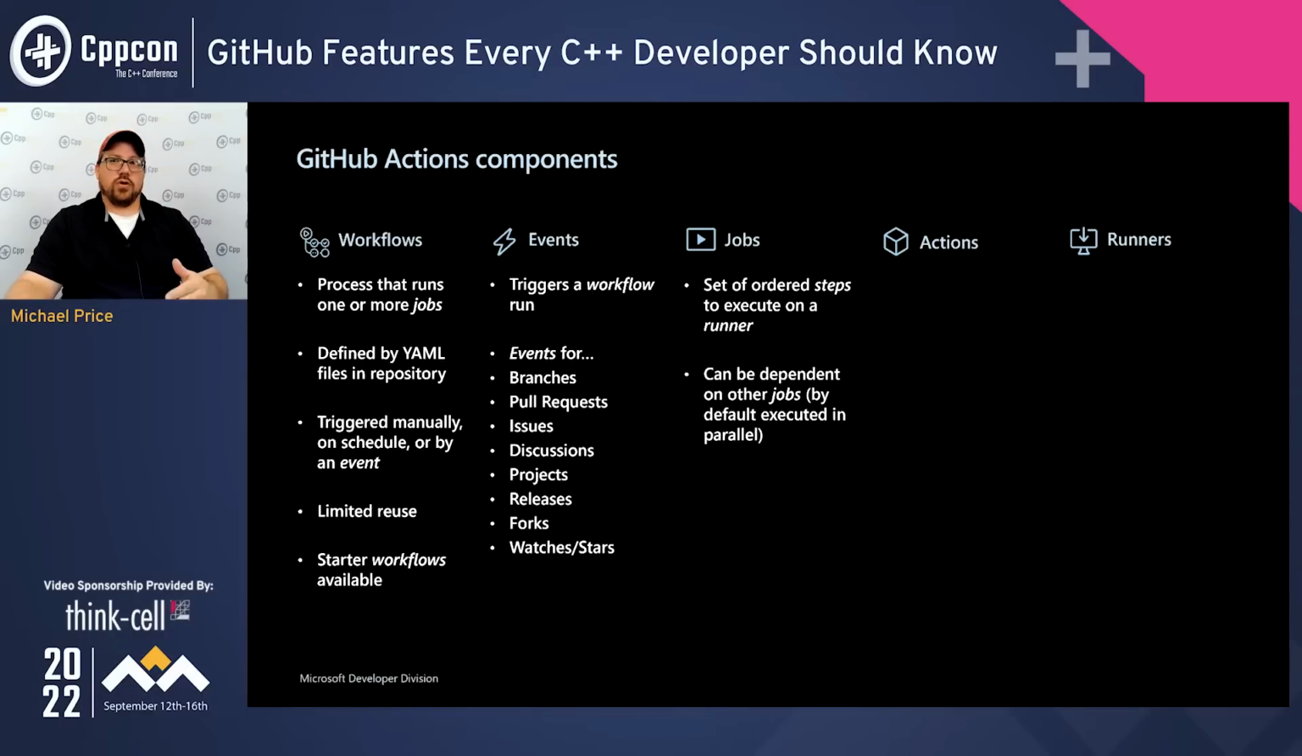Okay, so workflows run one or more jobs. So what are jobs? A job is a set of ordered steps that execute on a runner, right? You can have multiple jobs in a workflow, and by default they run in parallel, right? But you can actually set up a dependency graph between the jobs. The important thing to know about the jobs is that each job runs on its own runner, right?